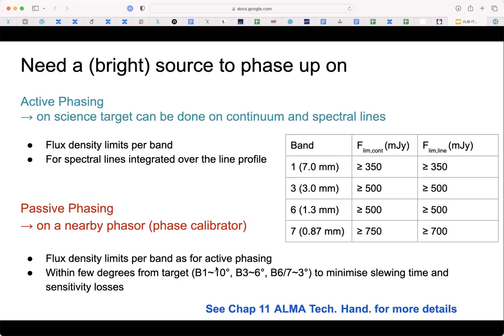So for band 1, you can go up to 10 degrees. This is the same as phase referencing, actually. If you go up to higher bands, band 6 and 7, it becomes more critical, and you want to find a passive phasor that's within 3 degrees. It will be phased up, and then you go back. This can be a problem in some cases. So again, please contact us if you have problems finding a passive phasor.